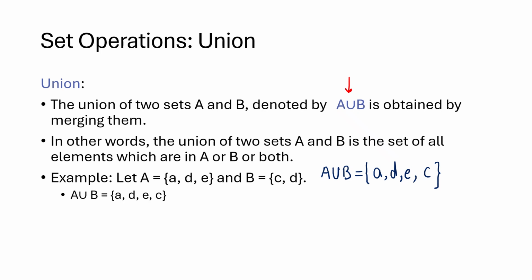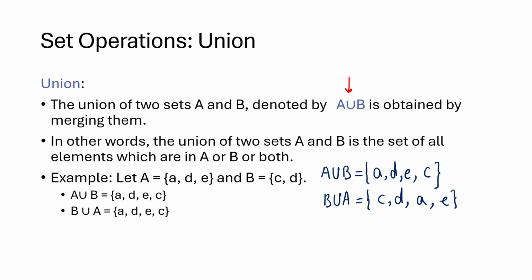Now, on the other hand, if you want to take the union of B with A, B union A, then we write down the elements of B first, C and D, and then we add the elements of A. So A, I'm not going to write D again because it's already included, and finally E. So this is B union A. Now, if you think about, again, the definition of equality of sets, we said that the order of the elements is not important. In other words, as you can see in this example, A union B and B union A are exactly the same sets.